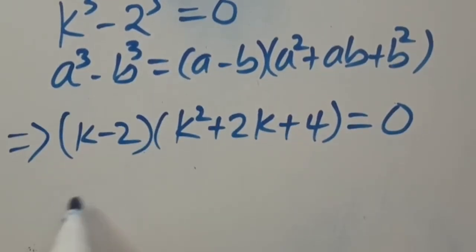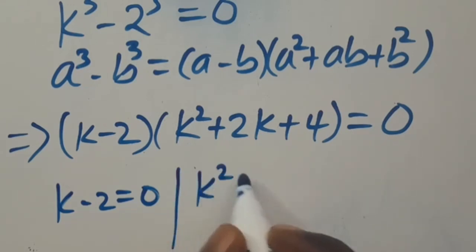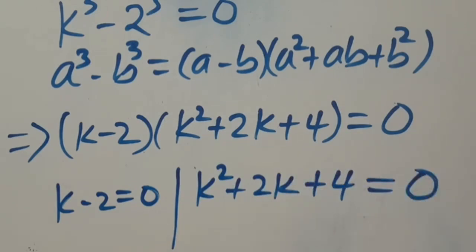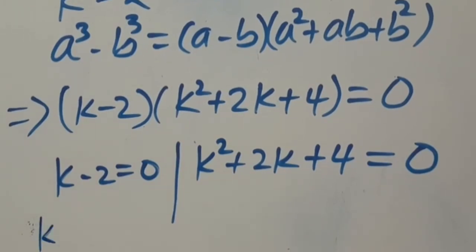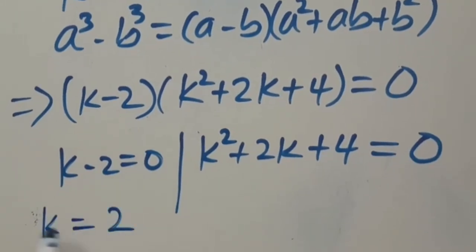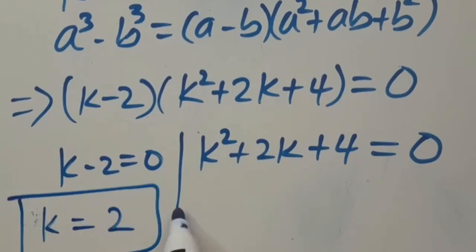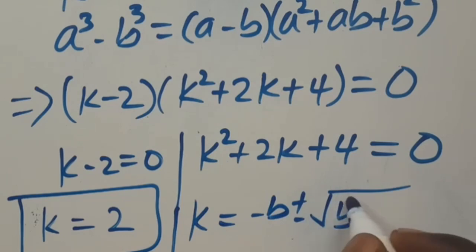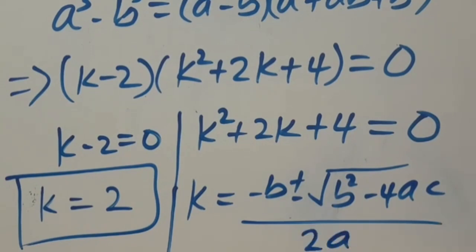Then from here likewise, for this particular expression to be equal to 0, it's either we have k minus 2 equals 0, or we have k squared plus 2k plus 4 to be equal to 0. Then from here we also have second degree solution to be k equals 2. Then from here, you can also get the possible value of k by applying the quadratic formula, as k will be equals minus b, positive or negative, square root of b squared minus 4ac divided by 2a.